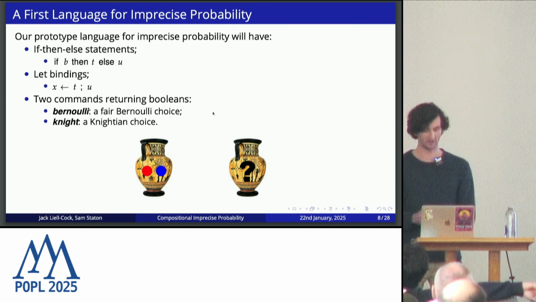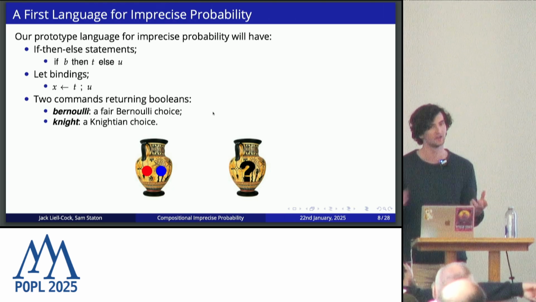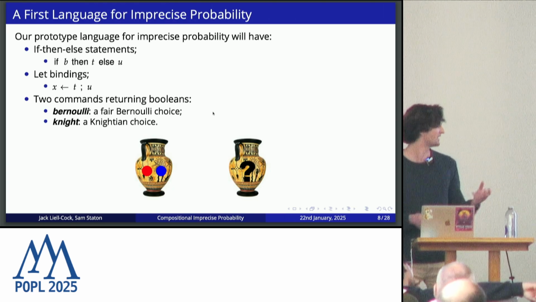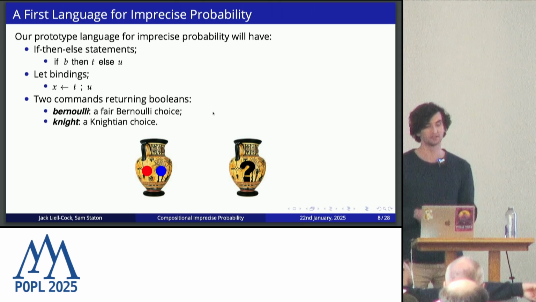So we're going to have if-then-else statements, so basically a way to condition on booleans and continue with one program if it's true and one program if it's false. We're going to have let bindings, so we run a program T, bind the value to x, and then continue with U, which may or may not reference x. And then we're going to have two commands which induce the two uncertainties that we have.